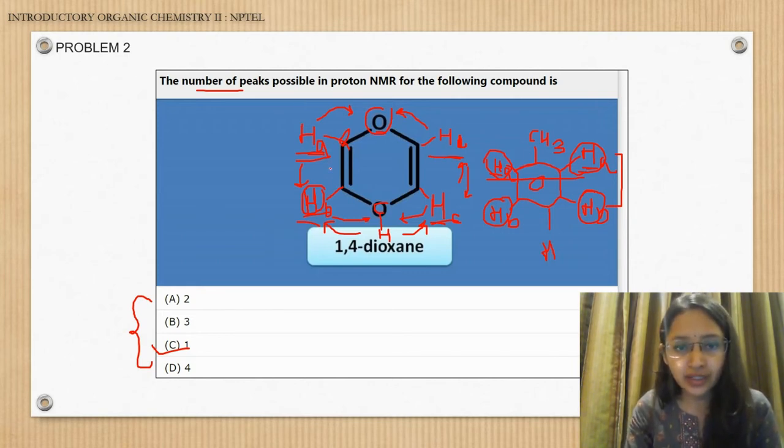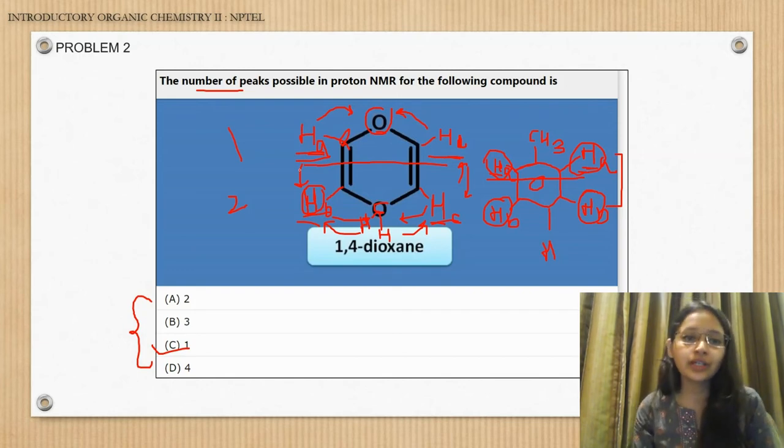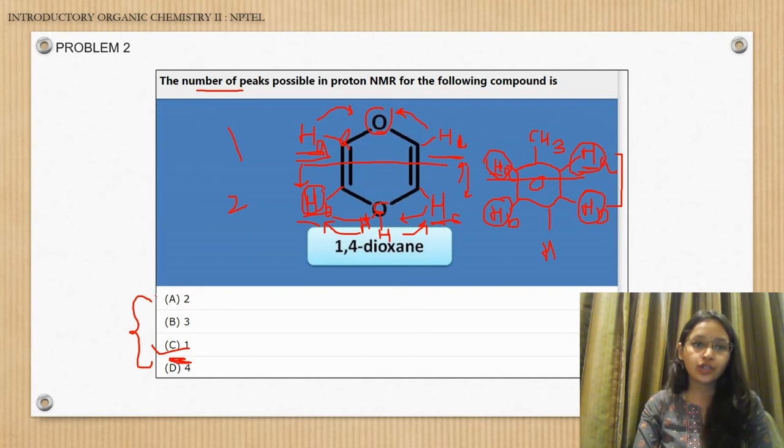Now you will get one signal for Ha and Hd, and for Hb and Hc you will get a second signal, right? And for these hydrogens also you are going to get a signal if it is CH2. But in this case it is symmetrical, so you are going to get one NMR signal in the proton NMR. So you are not going to get 2, not 3, and not 4. So the correct option is C.